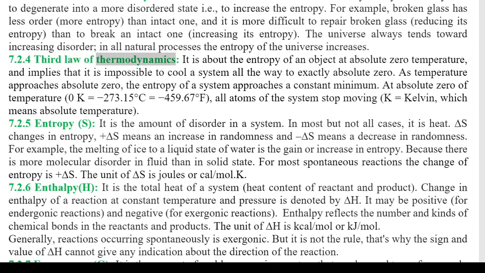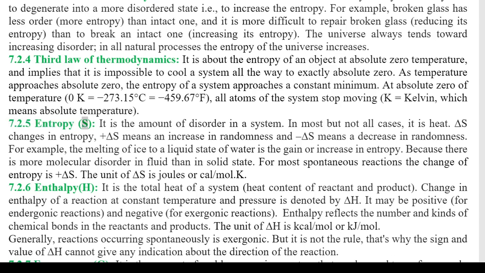7.2.4 Third Law of Thermodynamics. It is about the entropy of an object at absolute zero temperature, and implies that it is impossible to cool a system all the way to exactly absolute zero. As temperature approaches absolute zero, the entropy of a system approaches a constant minimum. At absolute zero of temperature, 0 K equals -273.15 degrees C equals -459.67 degrees F, all atoms of the system stop moving. K equals Kelvin, which means absolute temperature.